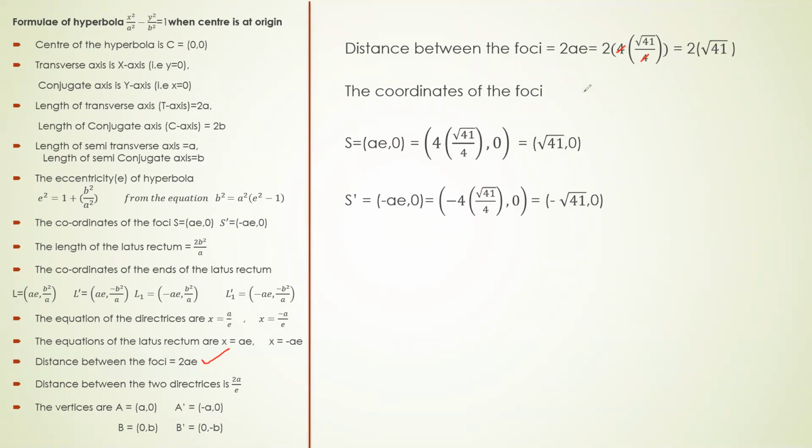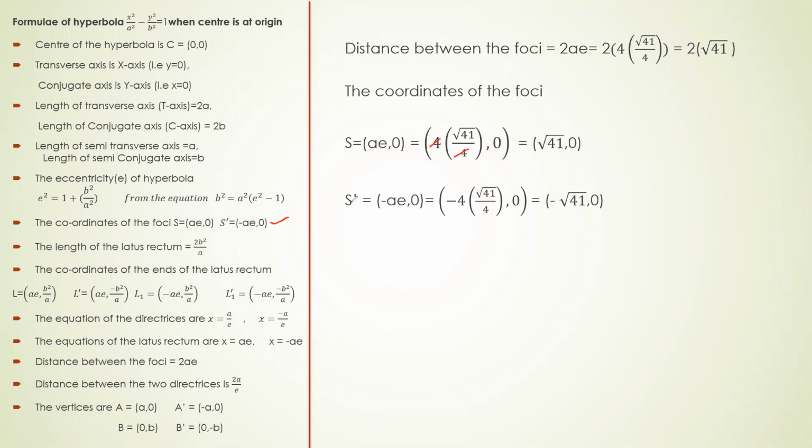Next thing, they have asked us to find the coordinates of the foci. The coordinates of the foci are given by S: AE comma 0, whereas S dash is minus AE comma 0. So A into E: a value is 4, e value is root 41 divided by 4, comma 0. Here 4 and 4 get cancelled. Left out is root 41 comma 0.